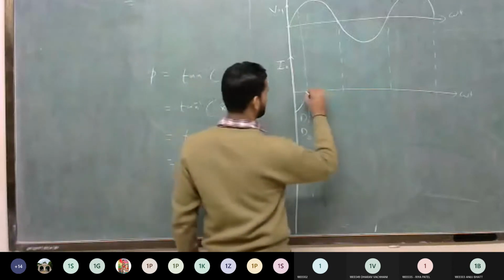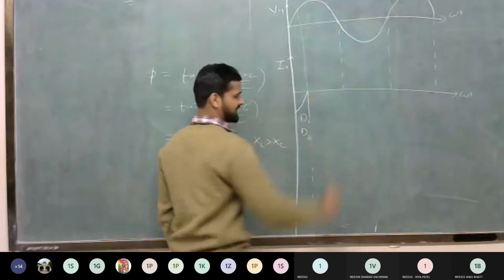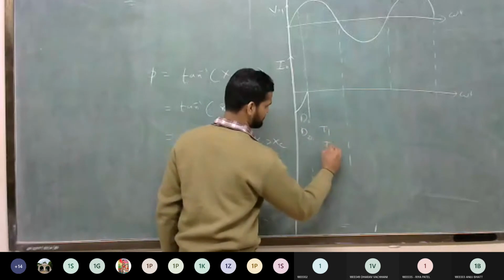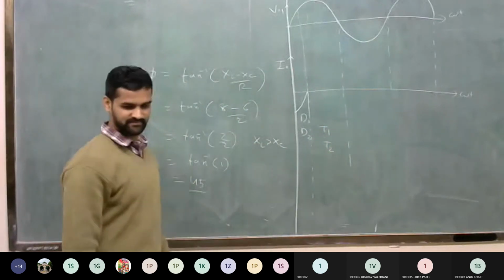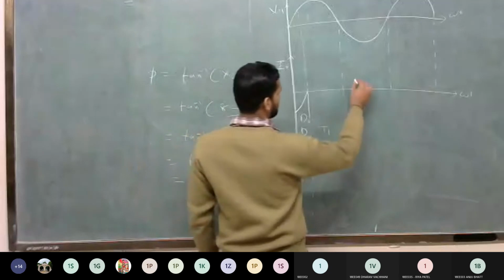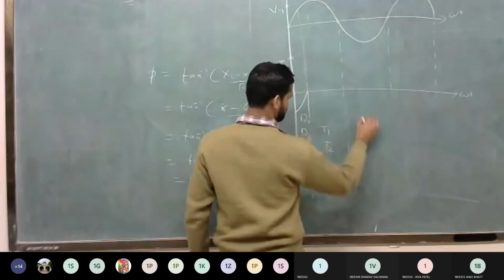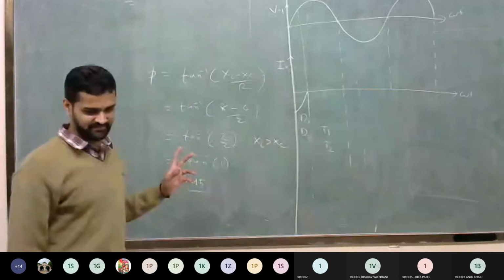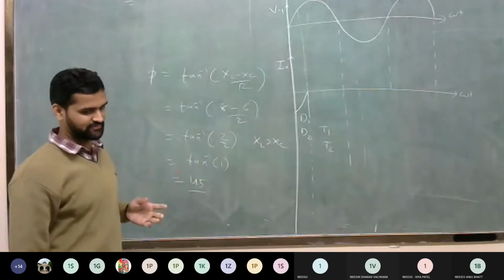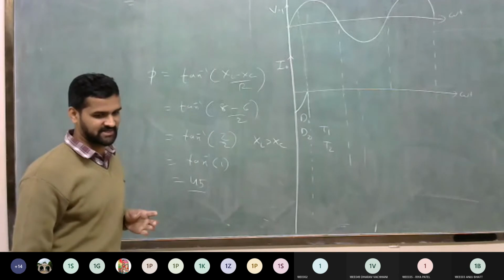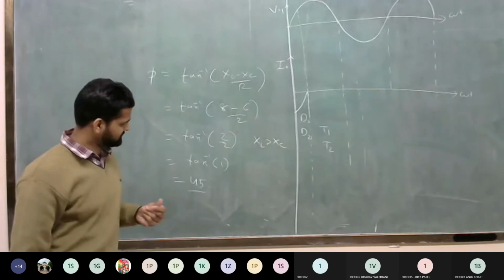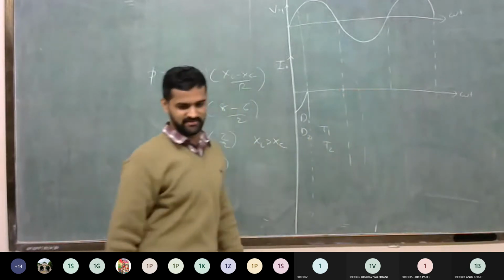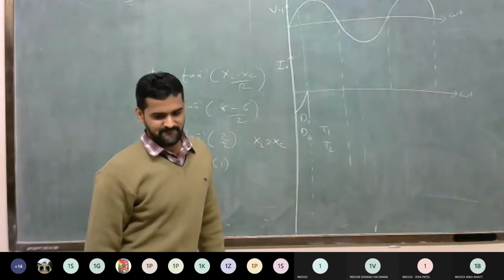Next, after this angle, from 45 to 180 degree, thyristors T1 and T2 will start conducting. Clear? It will conduct and become 0 up to 180 plus 45 degree, because each thyristor conducts for 180 degree. Yes or no? Here each thyristor conducts for 180 degree, and then it turns off here at this angle.